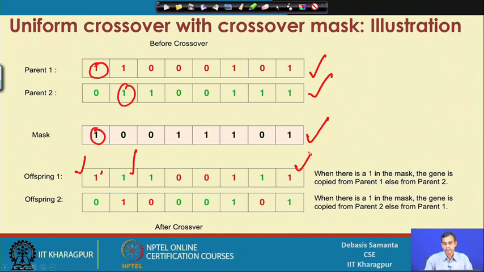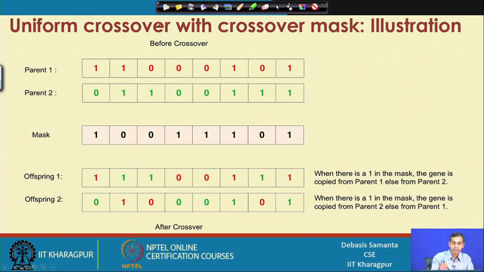Now, if we follow the reverse pattern, that means when there is 1 in the mask, the gene is copied from parent 2, else from parent 1, then this offspring will be created from the two parents based on this crossover mask. Now, if we consider different masks for the same parents, in fact, we produce another offspring. So, changing the mask can be used to generate more than one offspring, a large number of offspring from the same parents themselves. This is one advantage of this idea. So, this is the uniform crossover with crossover masks.